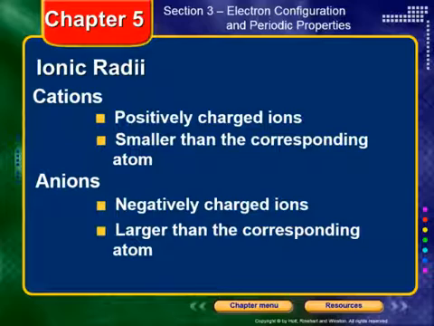On the other side of the spectrum, we have the negatively charged ions. Why are they negative? Because they gained an electron. And again, the amount of positive charge in the nucleus is not changing.